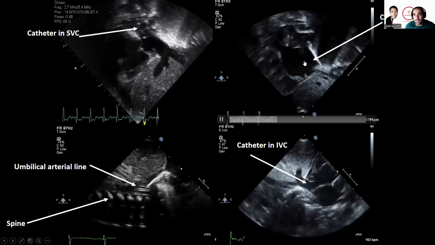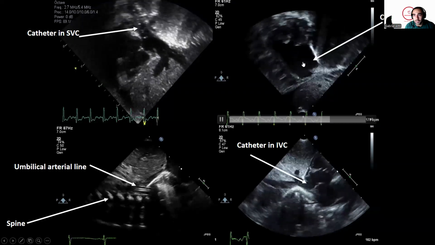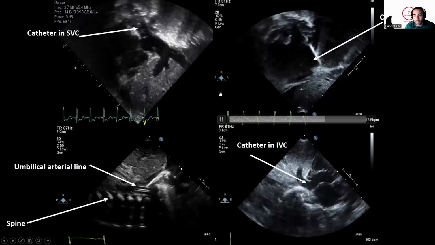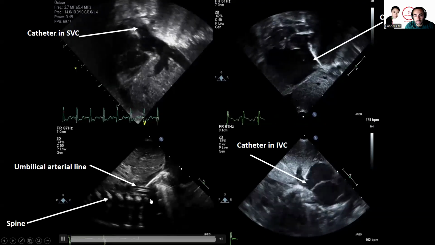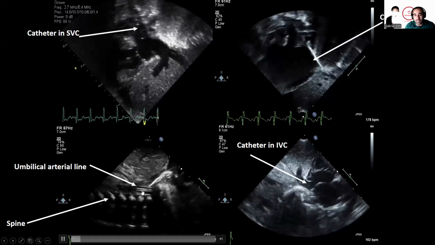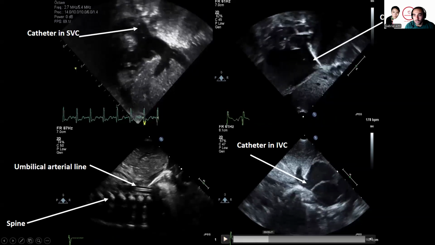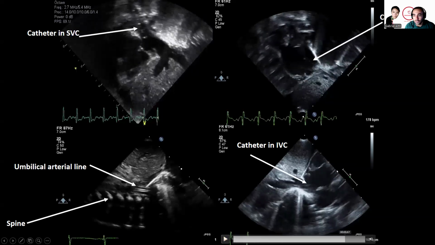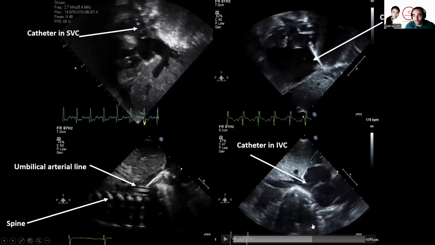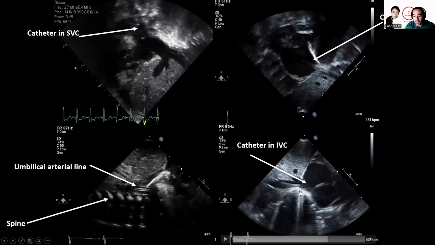In this case, you can see a PICC line going through your IVC and entering your right atrium and being maybe a bit too far into the right atrium. In this view, you see the spine and you see the aorta running along it, and you see two bright white lines, and this is an umbilical arterial line. And in this view, as you sweep, you can see a catheter flicker coming from the IVC and entering your right atrium.